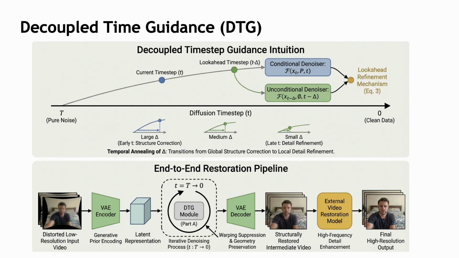This temporal offset provides a look-ahead prior. The unconditional branch sees a cleaner version of the data closer to the data manifold, which provides the geometric structure. Meanwhile, the conditional branch at the denoiser time step guides detail and appearance. The key scheduling insight: delta starts large in early diffusion steps for strong structure correction, then anneals to 0 in later steps for detail refinement. We use an exponential schedule.